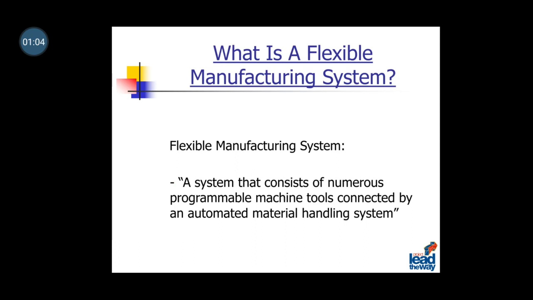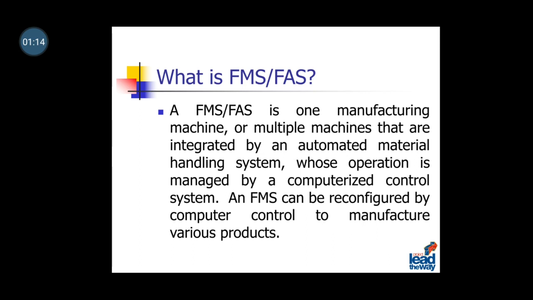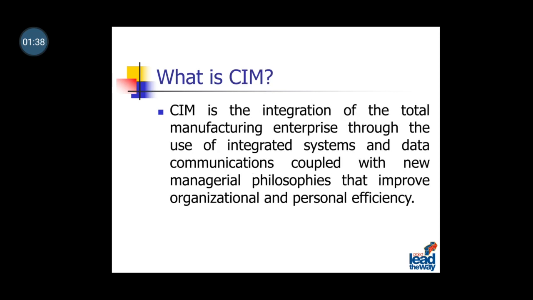But what is a flexible manufacturing system? A flexible manufacturing system is a system that consists of numerous programmable machine tools connected by an automated material handling system. To be clear, an FMS or FAS is one or multiple manufacturing machines that are integrated by an automated material handling system whose operation is managed by a computerized control system. An FMS can be reconfigured by computer control to manufacture various products, which means an FMS can accommodate both product volume and product variety.